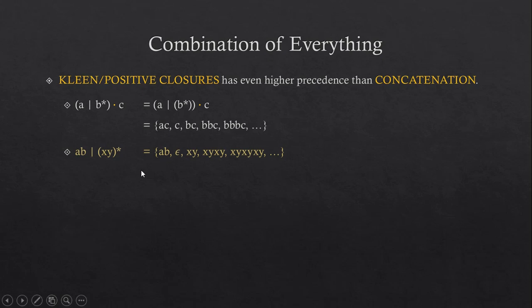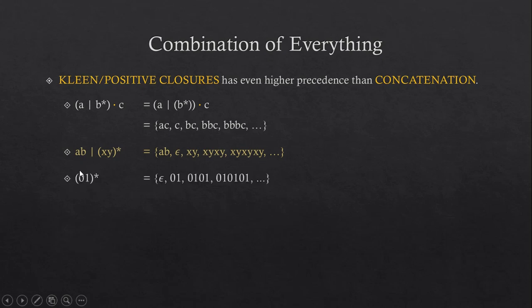In this example, I have AB or XY star. So if I take AB, I will just get AB. If I take XY star, I might take 0 occurrences of XY, which will give me just the epsilon. If I take 1, I'll get just XY. If I take 2 of these, I'll get XY, XY, and so on.